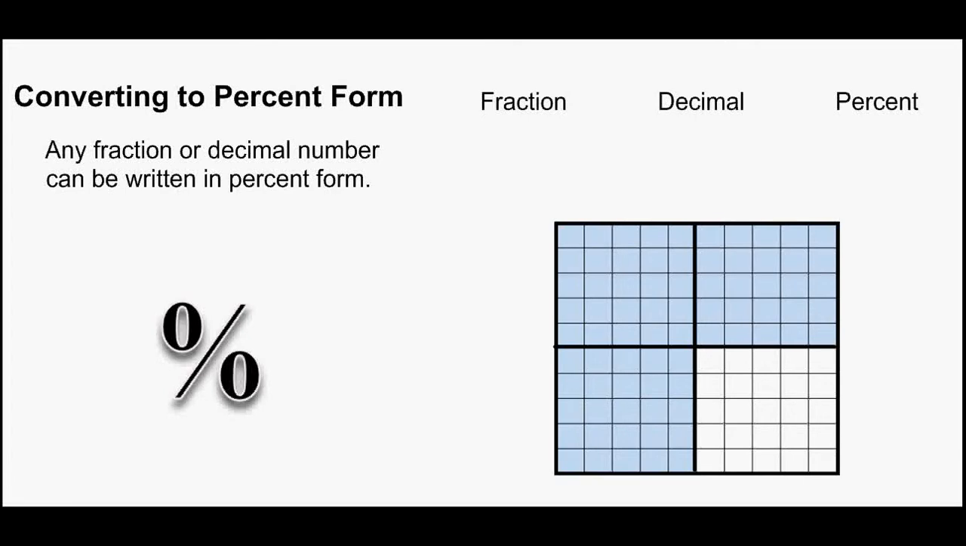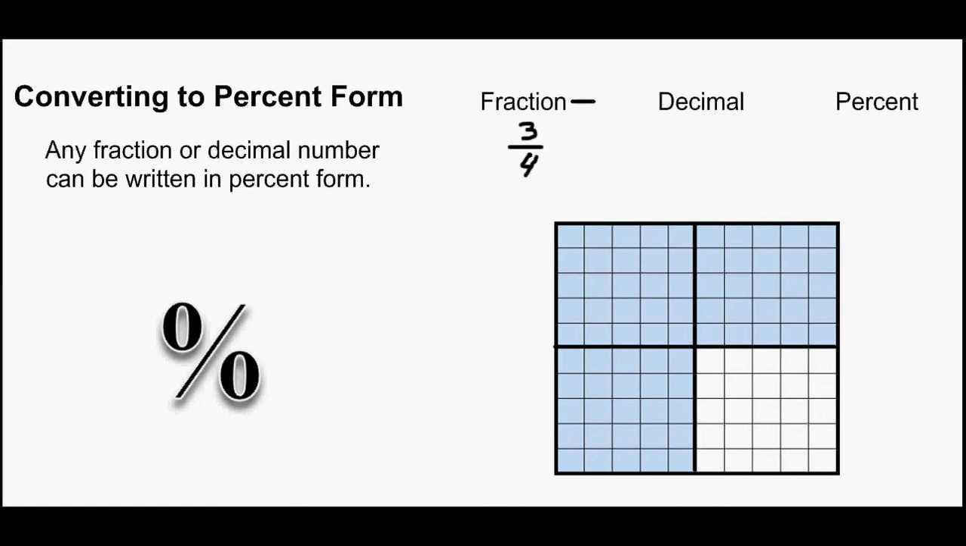Let's convert fractions and decimals to their percent form. Any fraction or decimal number can be written in percent form. For example, I will use the fraction 3/4 as represented below in the box. I have separated it into 4 equal sections. I have shaded 3 of those sections.